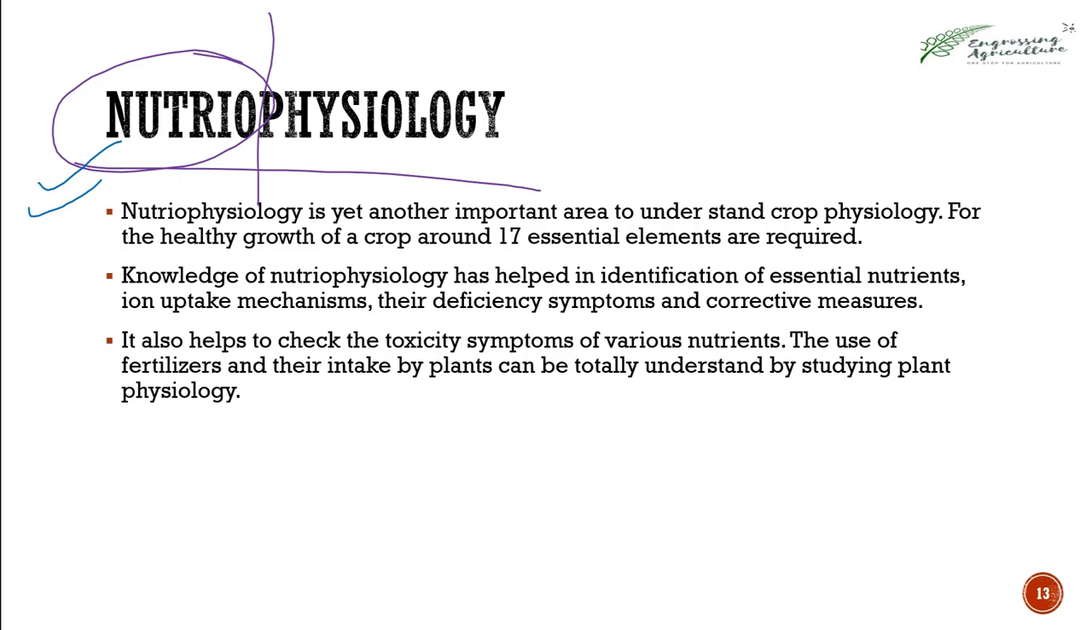Ki 17 essential elements hain. Earlier there were 16, now there are 17. Please take care of this thing. 17 essential elements are required for plant growth, and how they will affect the growth of plant and in what amount they are required, that's nutrophysiology.